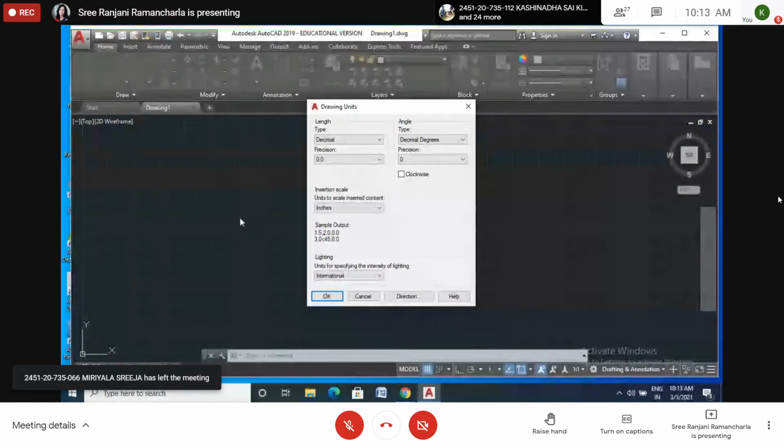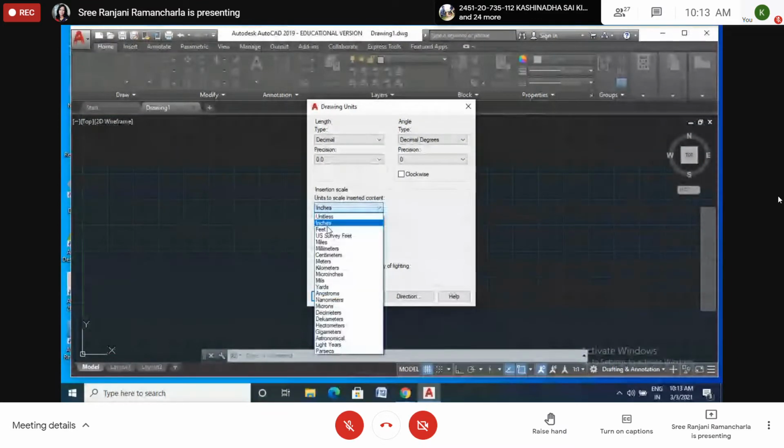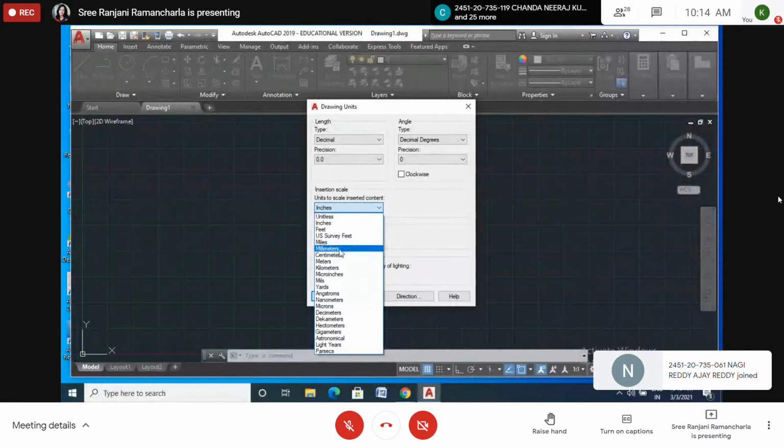And here I want to set millimeters. I want to set millimeters because we are doing only in millimeters. So whatever we are doing, directly we can take in millimeters only.